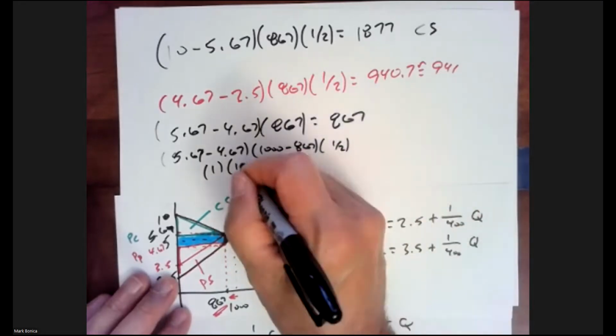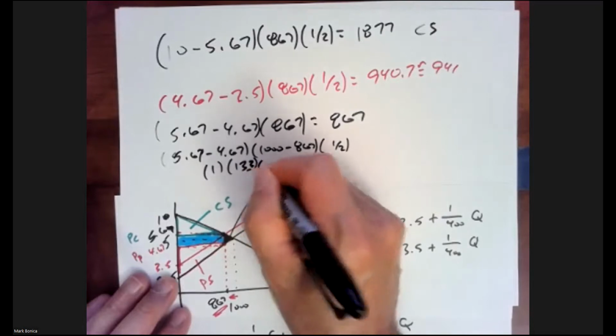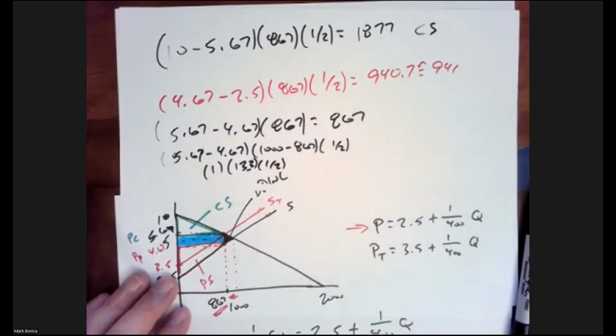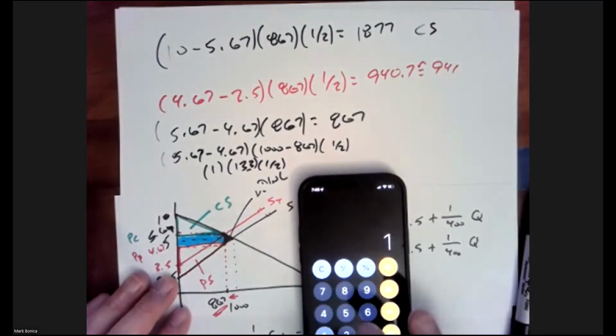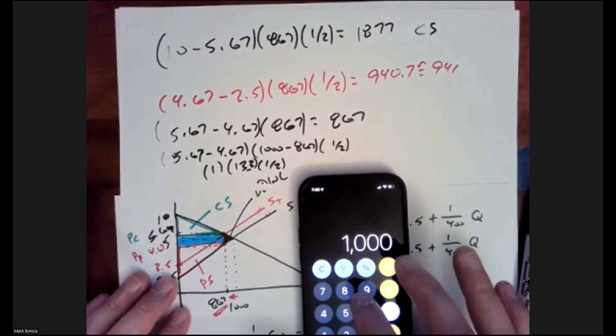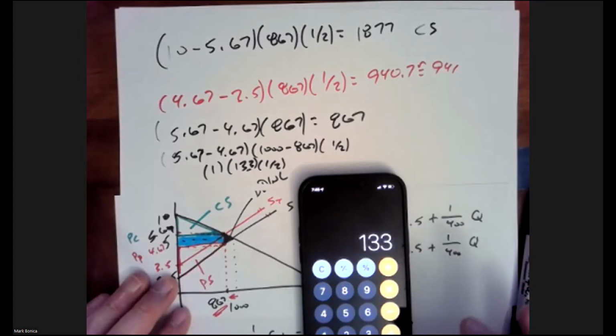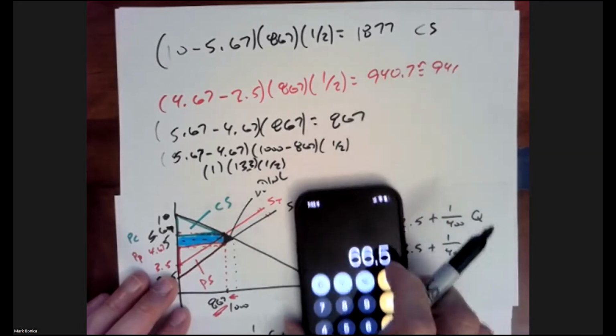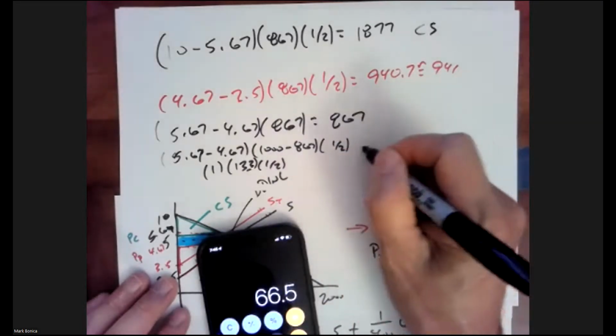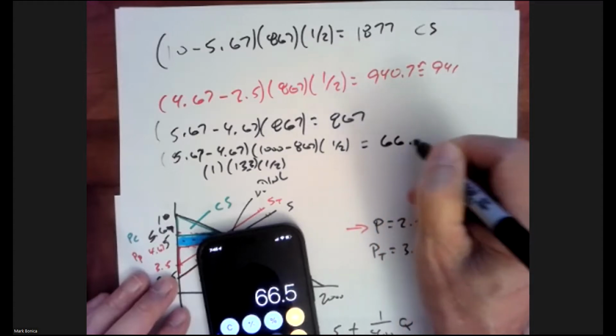133 times 1/2. 1,000 minus 867, 133 times 1 times 0.5. We have a deadweight loss of 66.5. Right.